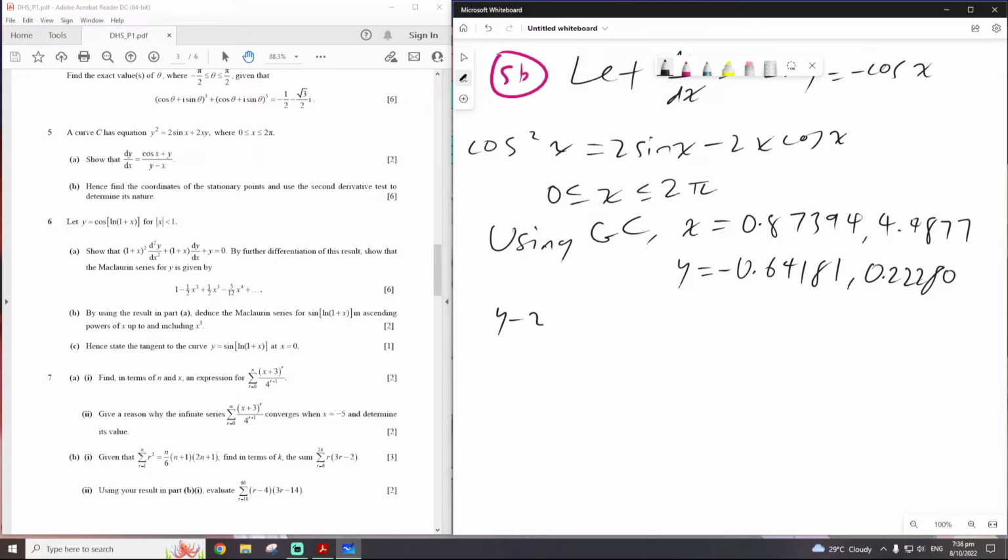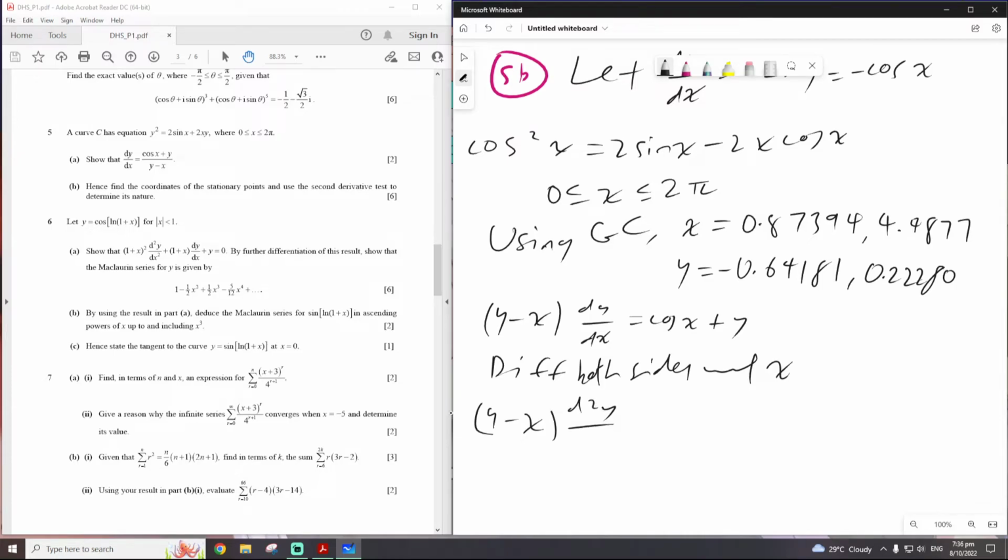So we have (y − x) dy/dx = cos(x + y). We'll differentiate again both sides with respect to x. And this gives us (y − x) d²y/dx² plus dy/dx minus 1 times dy/dx, which is equal to negative sin(x + y) times (1 + dy/dx).